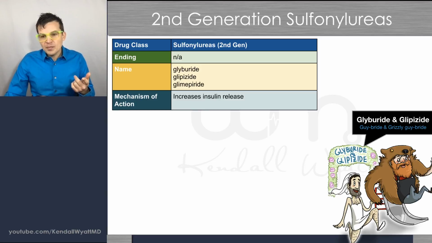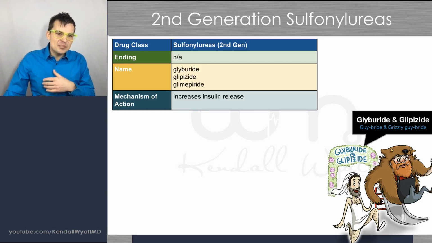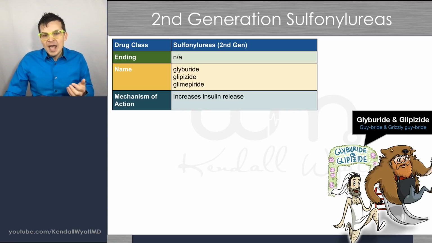Now, I remember our little Picmonic characters, Guy-bride and glipizide, our Grizzly Guy-bride, because that's just how I remembered it. Now, how do second-generation sulfonylureas work? Well, they increase insulin release. They directly stimulate those pancreatic beta cells to release insulin.